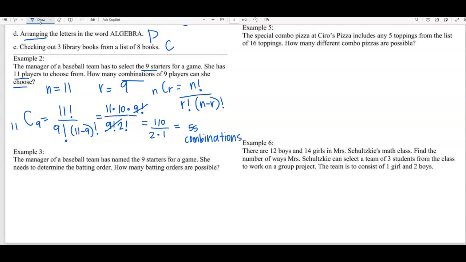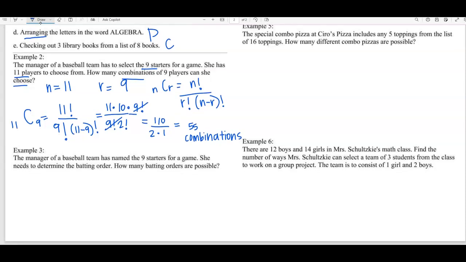All right. Let's continue to a permutation.